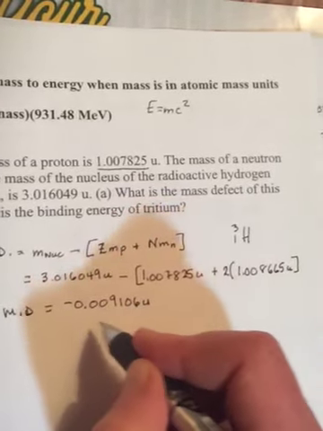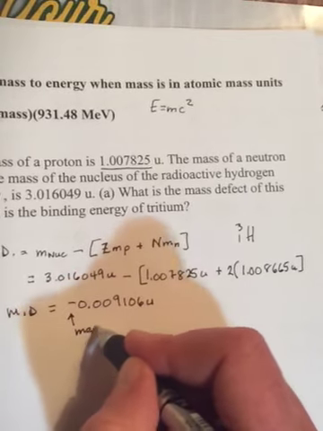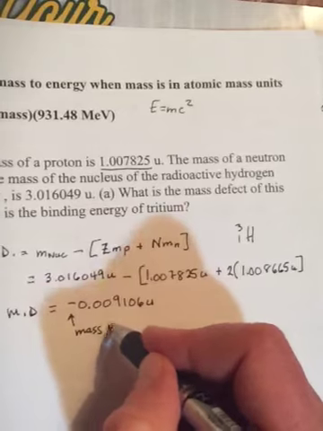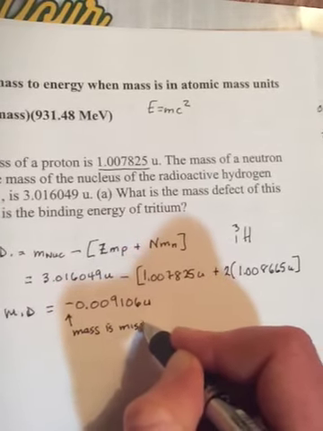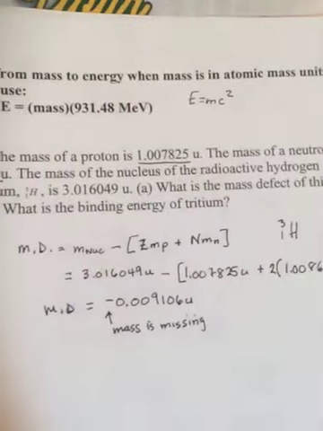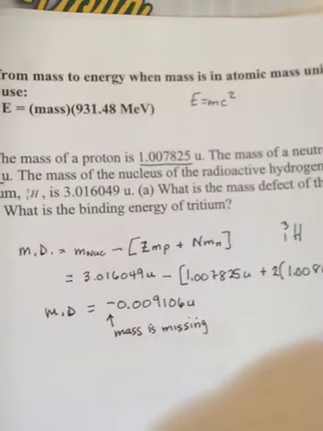0.009106 U, where the negative means mass is missing or lost. Not really lost, it's missing. It's changed into binding energy. Okay? So that's mass defect. And that's part A. Part B wants to know what's the binding energy.